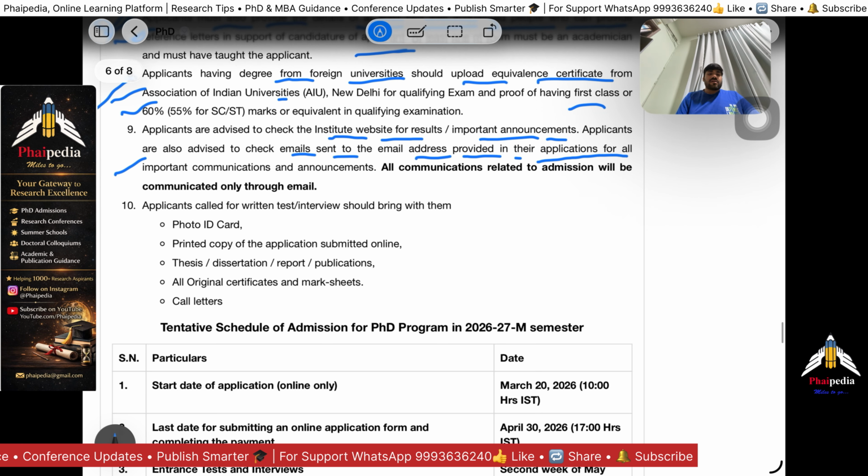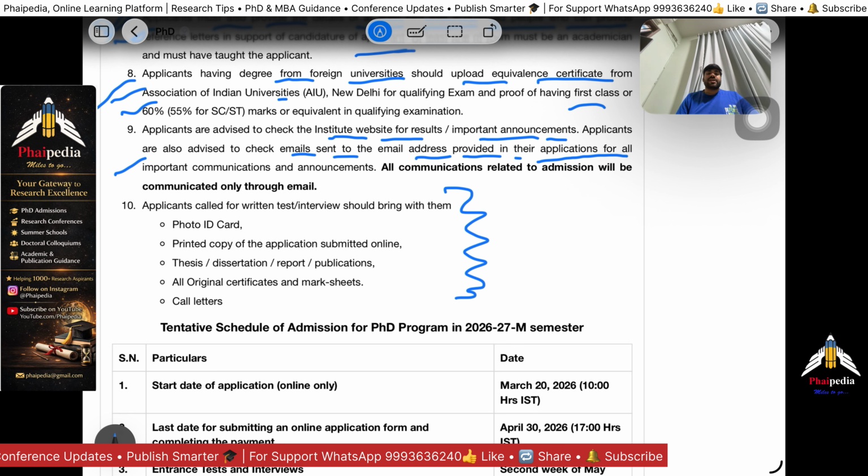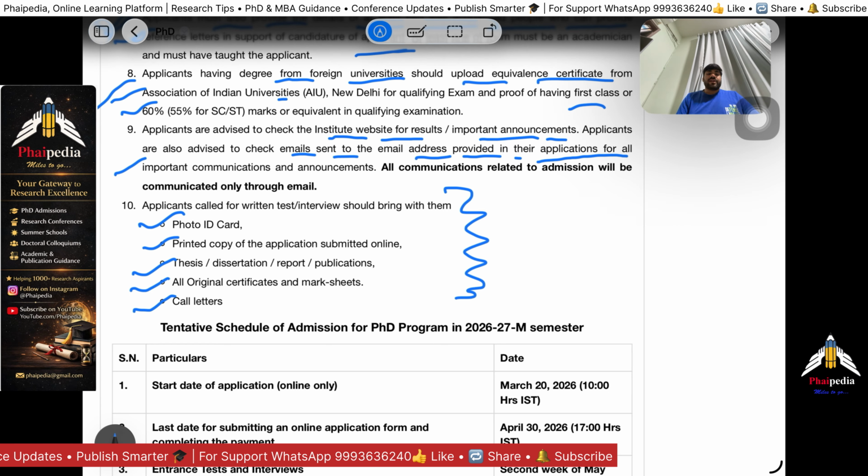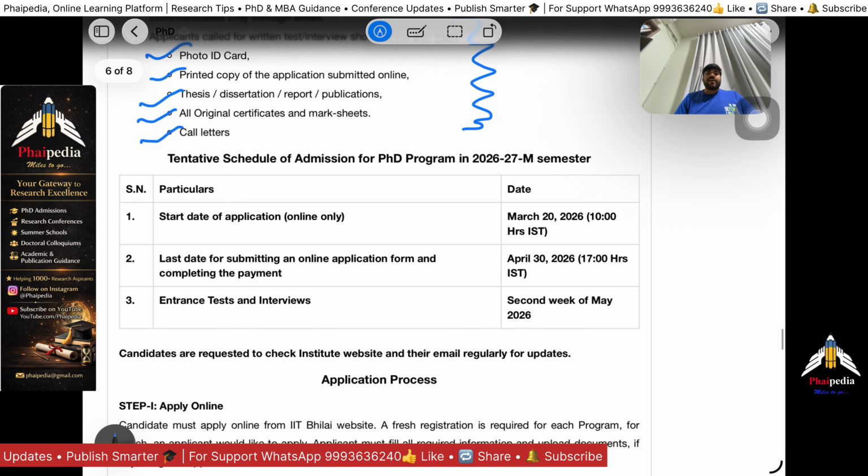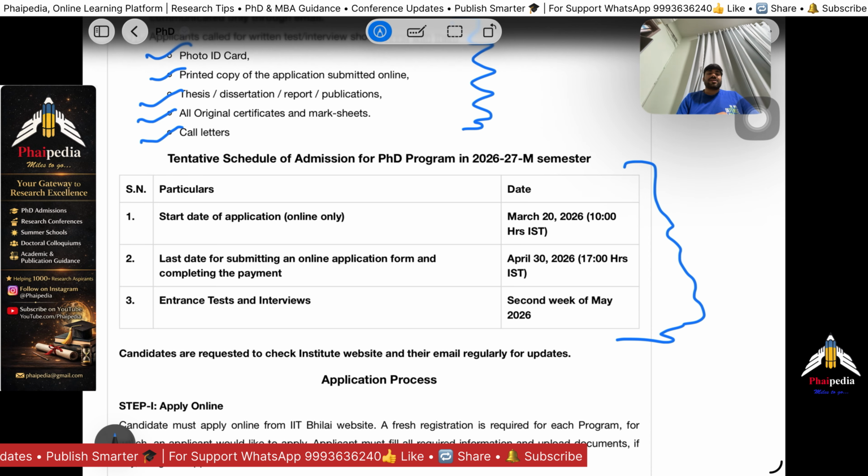Applicants should bring the following with them for the written test or interview. So those candidates who are shortlisted for the written test or interview have to bring the photo ID card, a printed copy of the application submitted online, thesis, dissertation or report publications, all original certificates and mark sheets, and call letters.